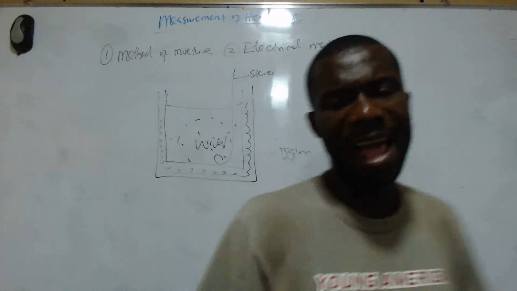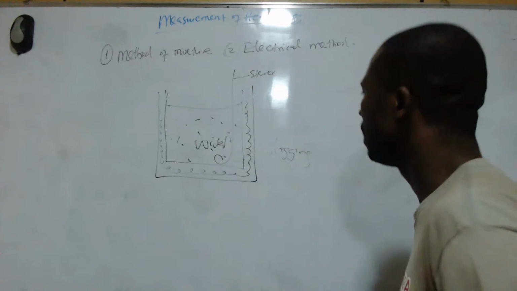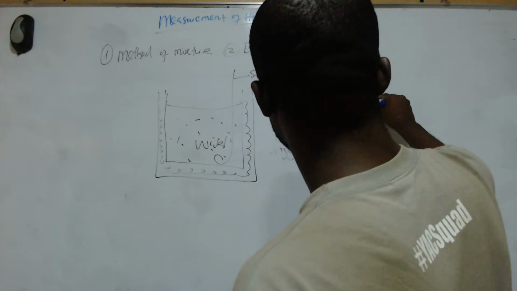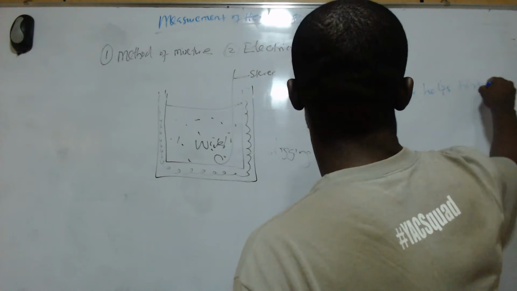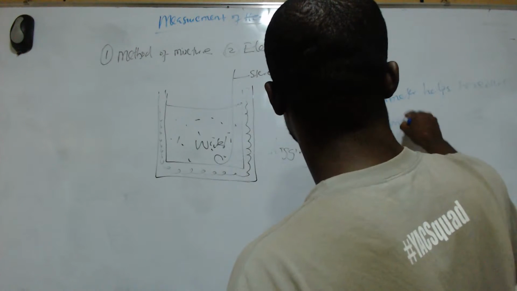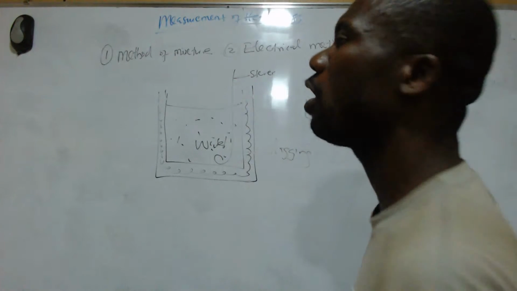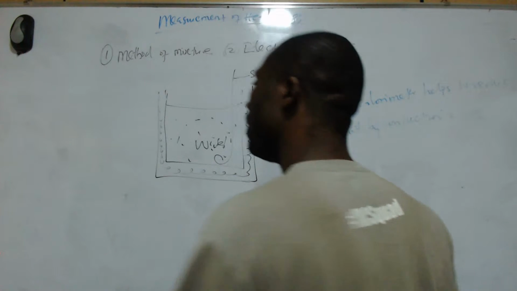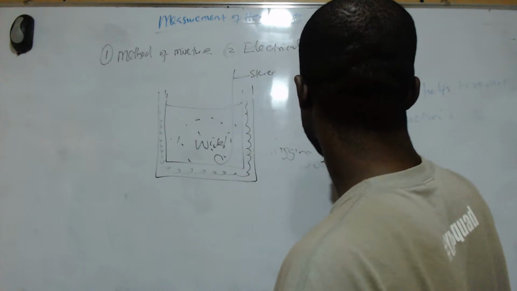Now the idea of lagging is to ensure that heat lost by conduction is prevented. Lagging of the calorimeter helps to reduce heat lost by conduction. Then the function of the stirrer: the stirrer is equivalent to your soup spoon.